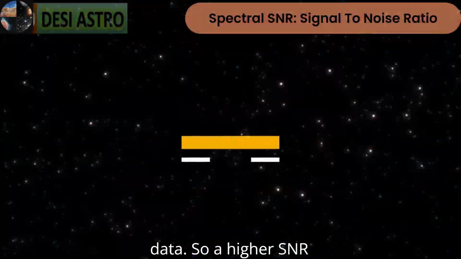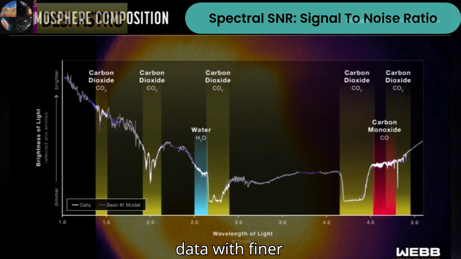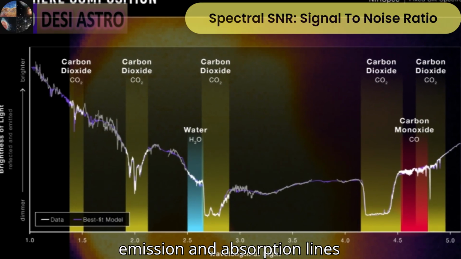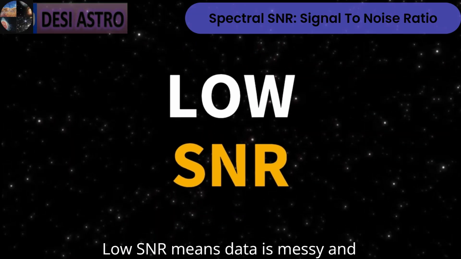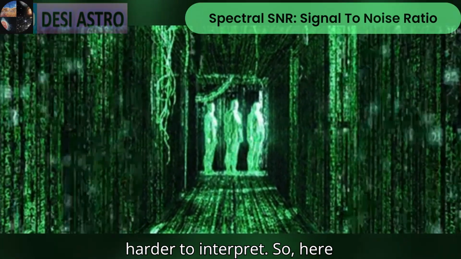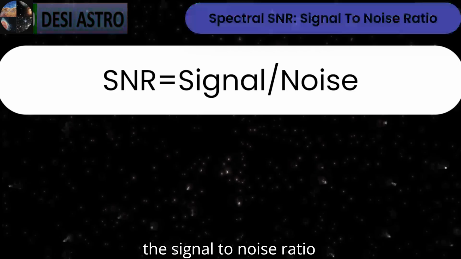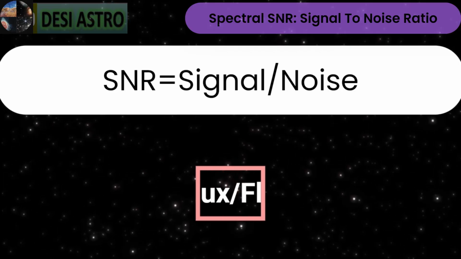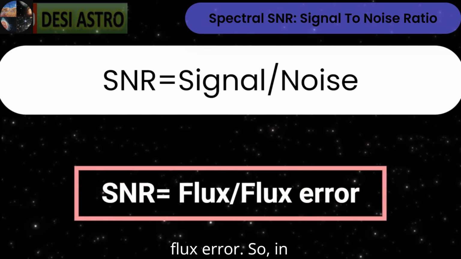A higher SNR means much cleaner data with finer features in the spectrum, like emission and absorption lines. A low SNR means the data is messy and harder to interpret. So here SNR is defined as the signal to noise ratio, or flux from the object divided by flux error.